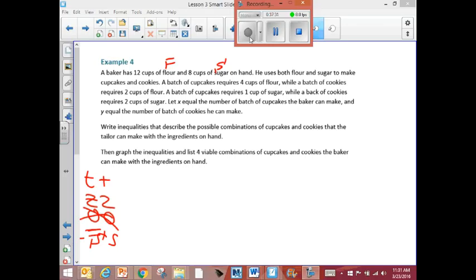Nonetheless, if I have an S: He uses both flour and sugar to make cupcakes and cookies. A batch of cupcakes requires 4 cups of flour, while a batch of cookies requires 2 flours. Okay, I see some numbers bouncing out. A batch of cupcakes requires 1 cup of sugar, while a batch of cookies requires 2 cups of sugar. Let X and Y be the numbers. No, I'm not going to do that. Okay, X you're going to be for who? You're for the cupcakes, and the Y is for the cookies. I'm still going to use my original letters because they make sense. Later on, I'll change them to X and Y. But for now, let's see what I got.